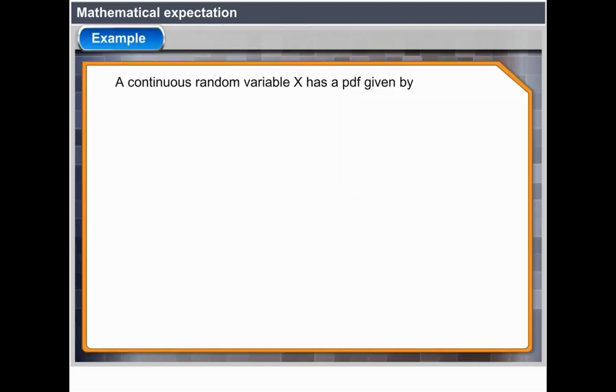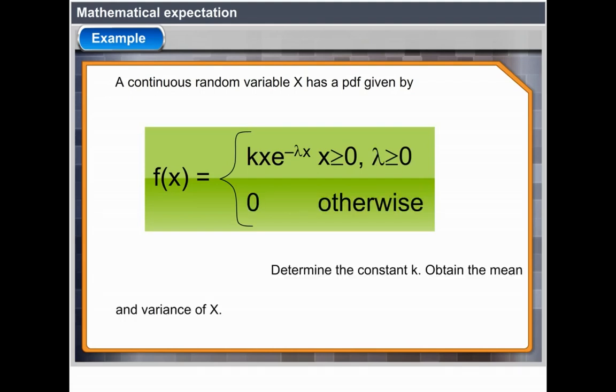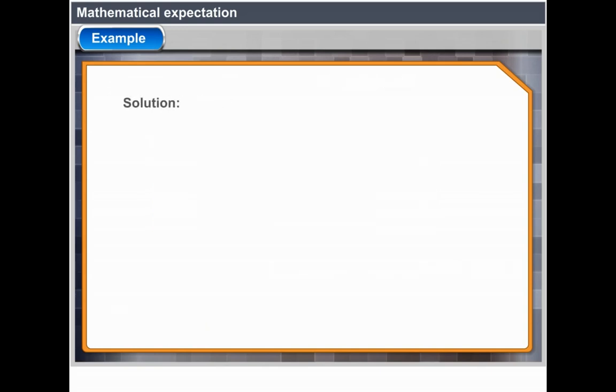Example. A continuous random variable x has a PDF, that is called probability density function, given by f of x equal to k into x into e power minus lambda x, x greater than or equal to 0, lambda greater than or equal to 0, then 0 otherwise. Determine the constant k, obtain the mean and variance of x.